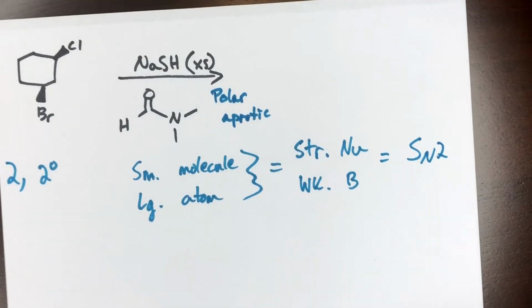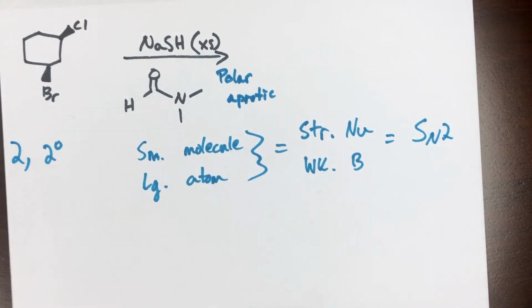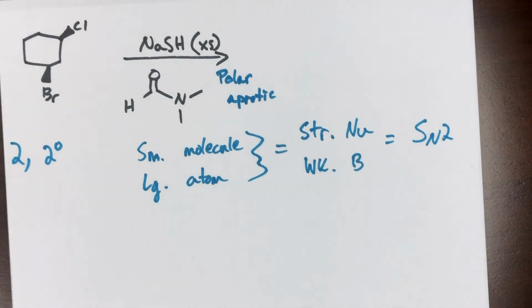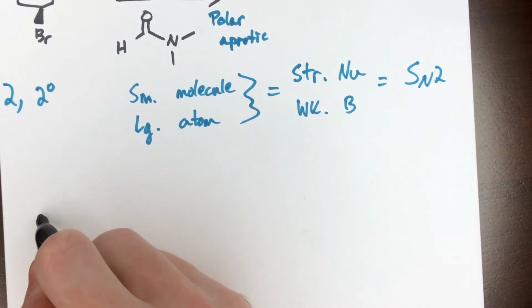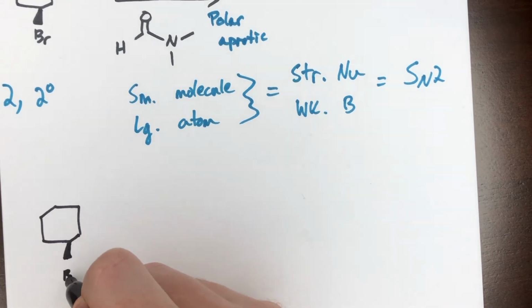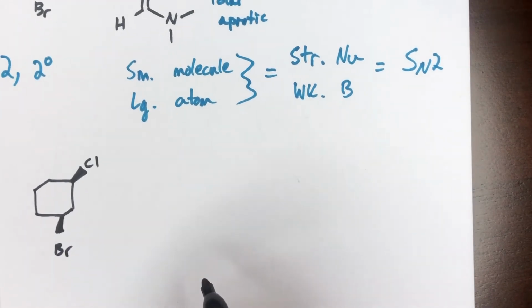Again, even though we have a secondary center, that's all right because we have polar aprotic, which is suggestive of SN2, and we have a terrible base, again suggestive of SN2. So we're going to get SN2. Now, we are told that we have excess of this species, this sodium thiolate, so that means that it's going to have an SN2 pathway on both of those centers. So now the question is, which one reacts first? In this case, it doesn't really matter based on the way that the question is asked. Since you have excess, it's going to react at both centers, and it's not critical which one reacts first.